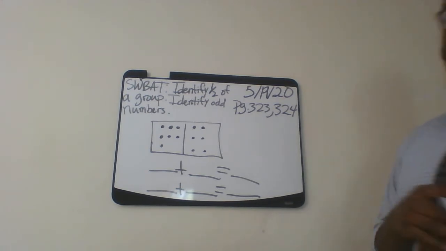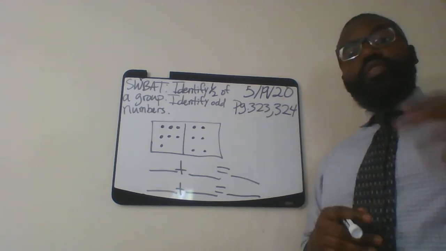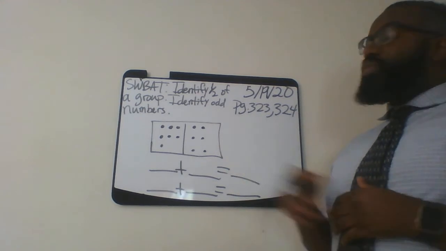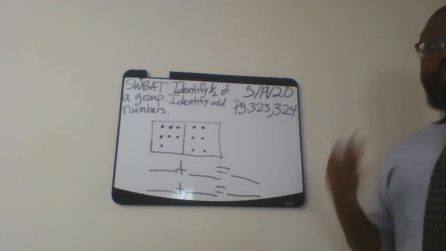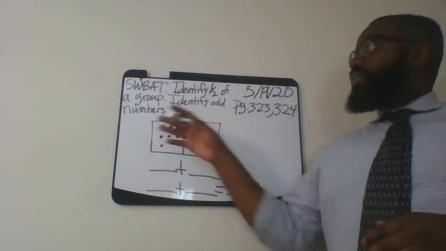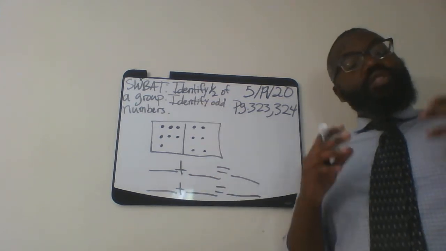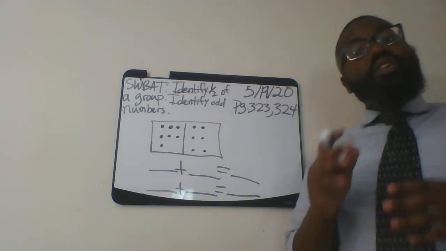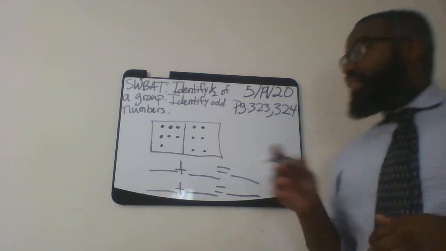We'll be working on page 323 and 324 today. Turn to page 323 and let's look at number one. And also for today's math lesson, you'll be able to identify the half of a group. You'll be able to identify odd numbers, and then you're going to use the concepts taught to solve a story problem. So let's look at number one.